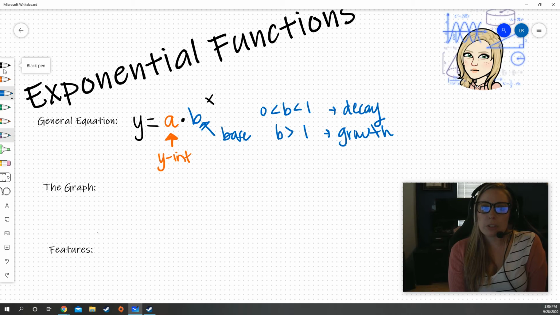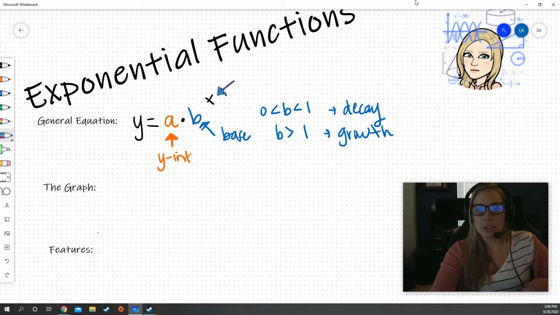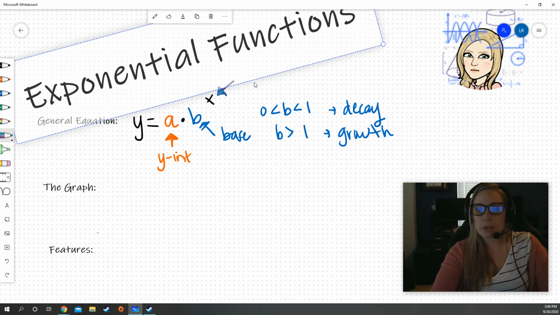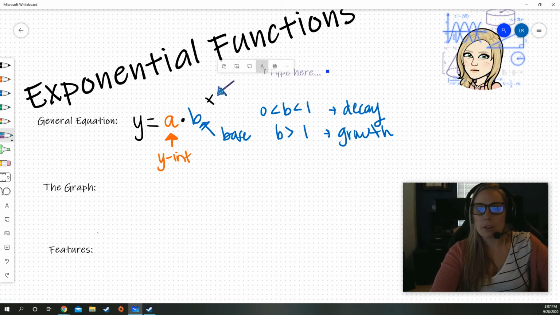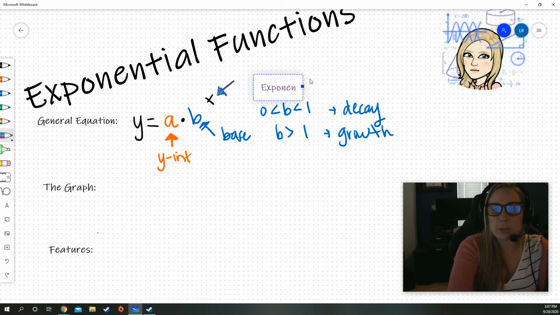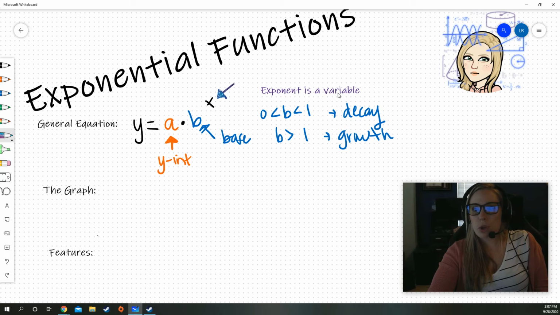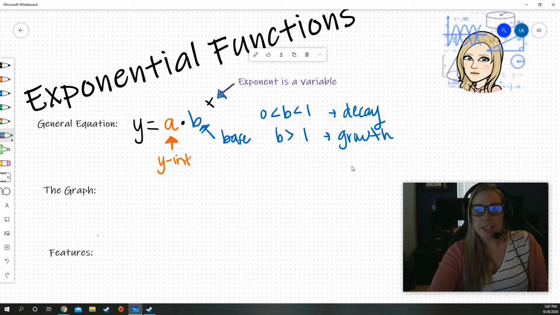Something that's really important to note is that your exponent is a variable. Your exponent is a variable. So you want to make sure that you know that in the exponent you have an x. If you don't have a variable in your exponent, it is not exponential.